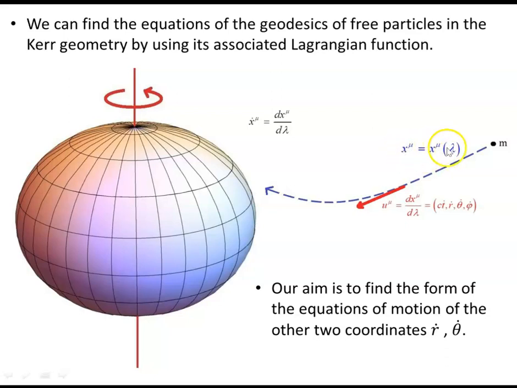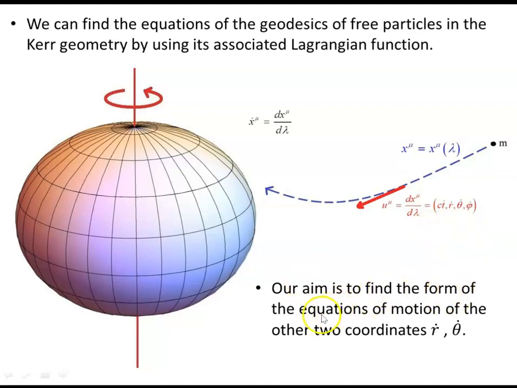So the coordinates of this particle will be x mu of lambda. The derivatives of each of these coordinates, using the dot here, will be the derivative with respect to lambda, so dx mu d lambda. The fall velocity, which is tangent to the geodesic at all points, has coordinates x dot mu equals dx mu d lambda, which is ct dot, r dot, theta dot, phi dot, and each one of these t, r, theta, and phi are functions of lambda.